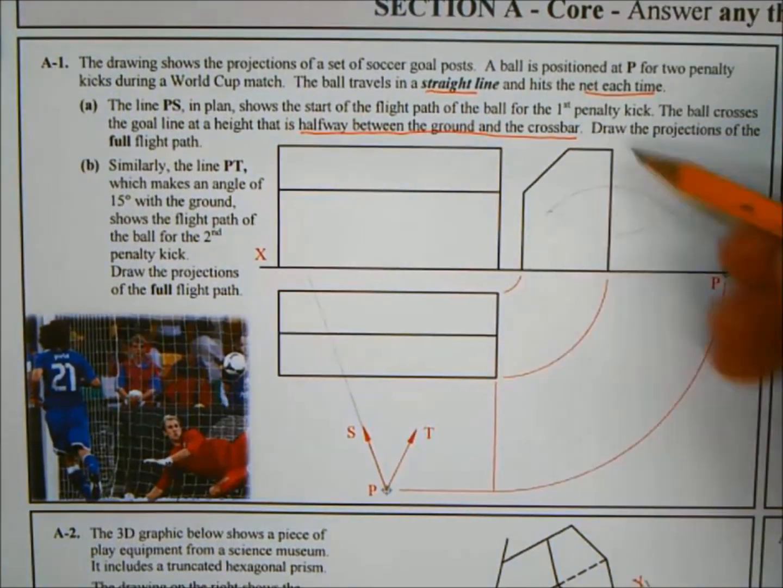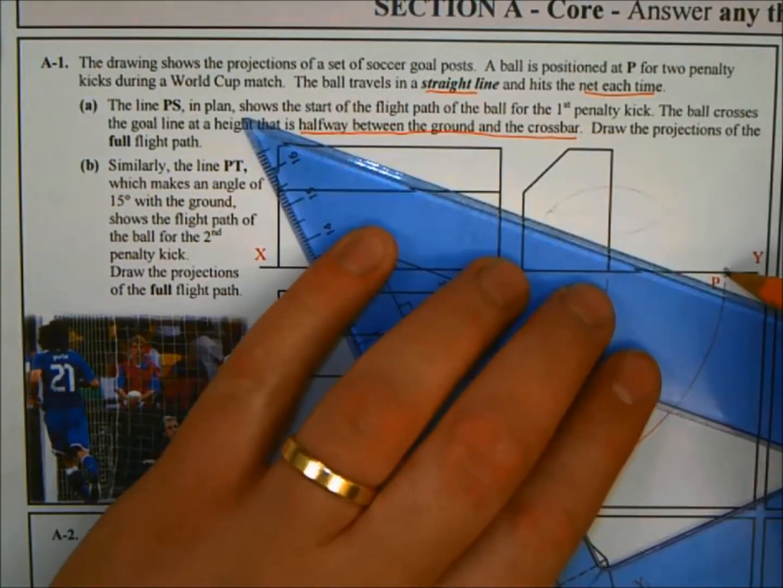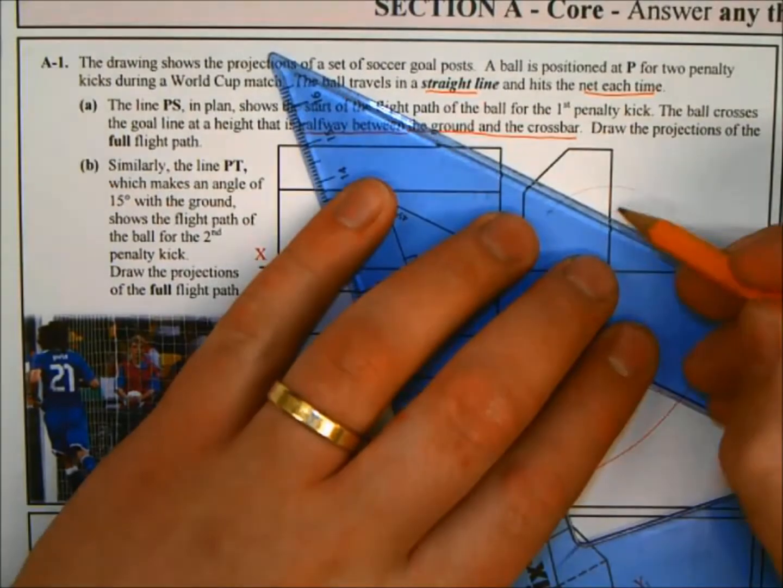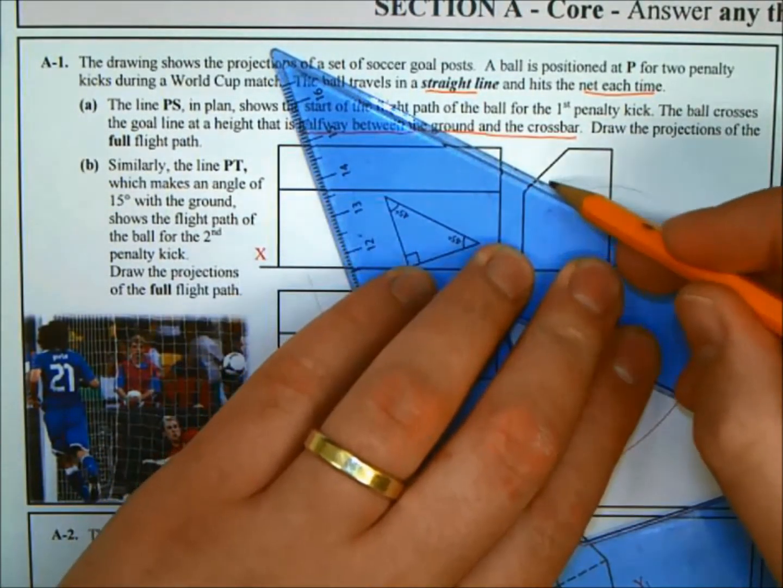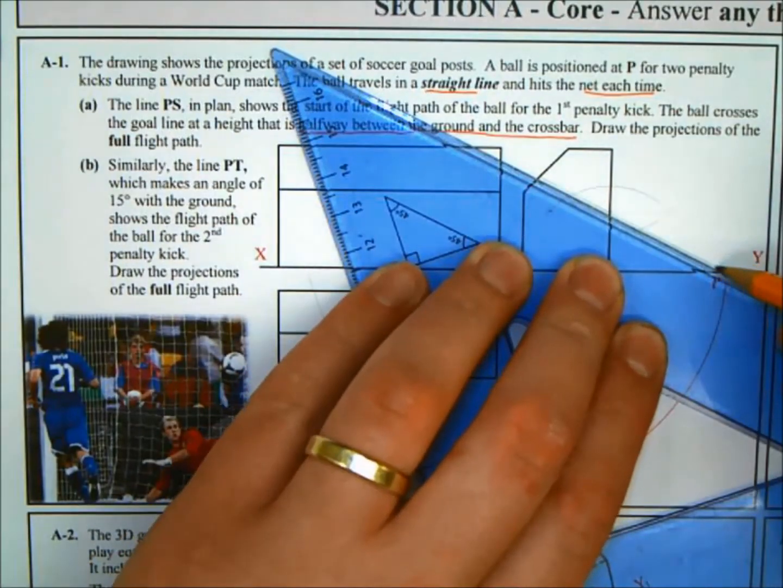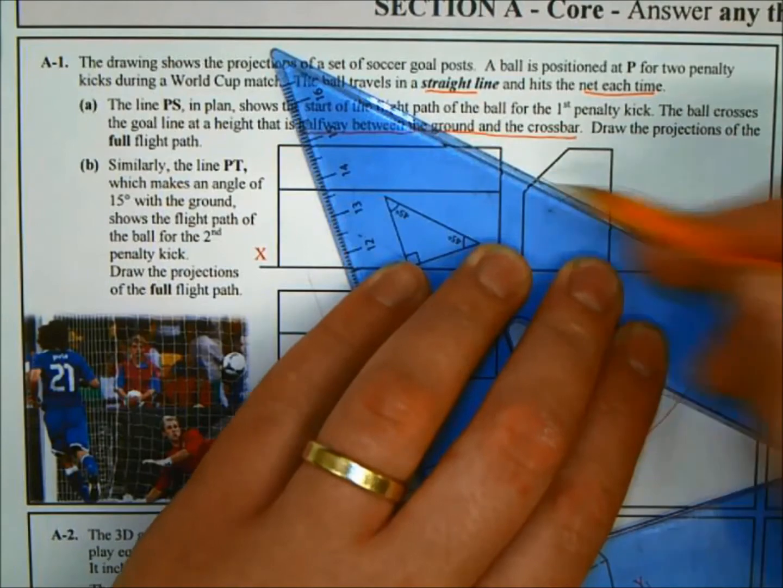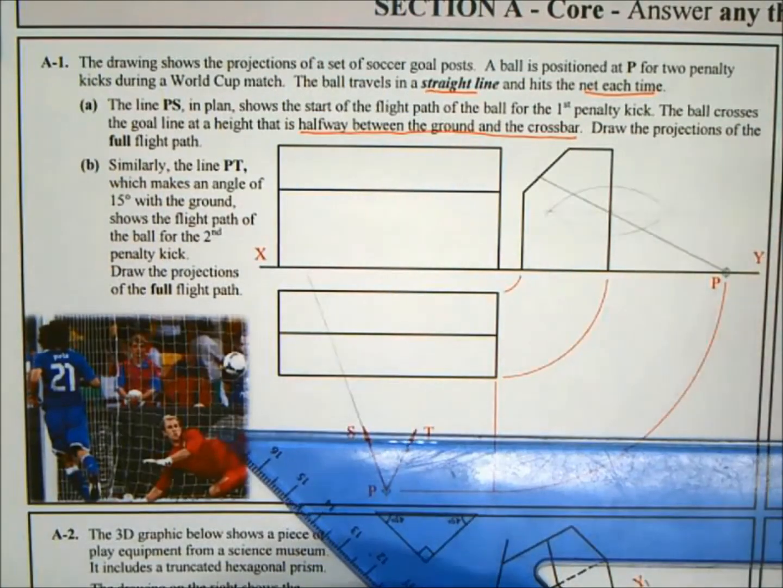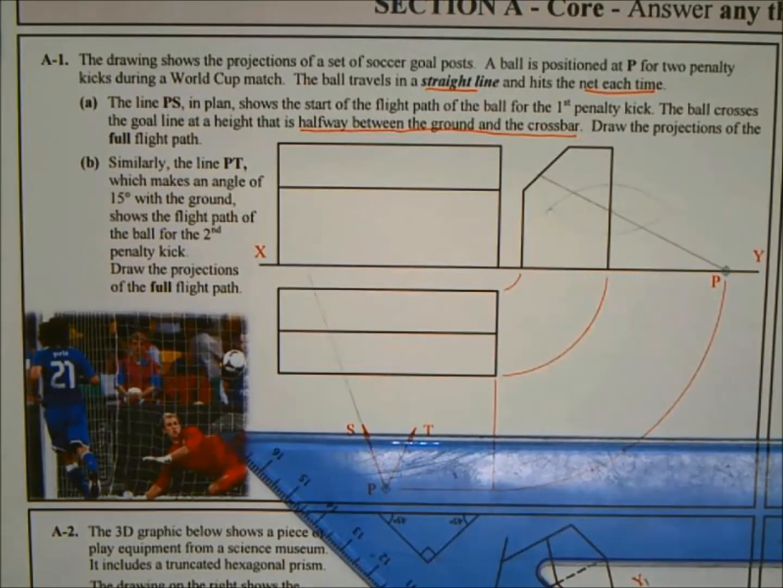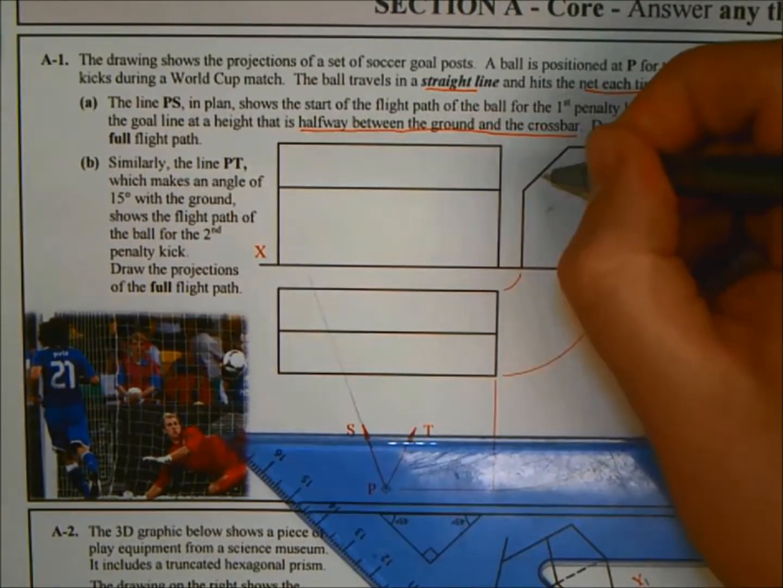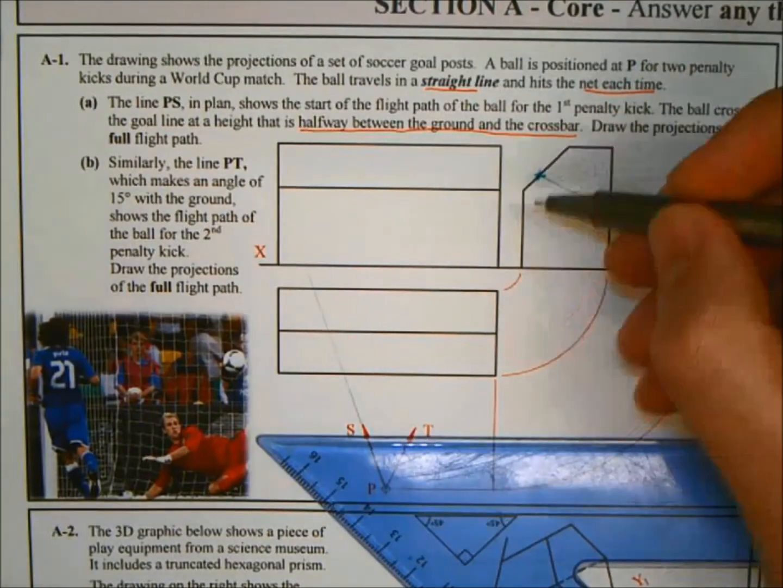Okay, so it crossed the goal line here from P. So let's join that. Because this is an end view, and that's the exact height where it crossed, you can draw that line in, and where it hits the net, that is a true length, or a true path, of that first goal. So this height here is where the first goal, that PS line, hit the back of the net.